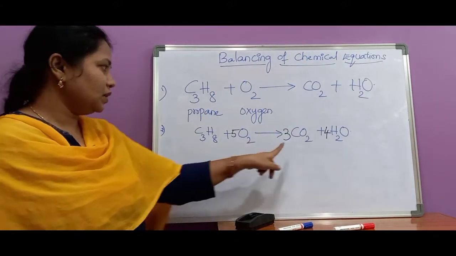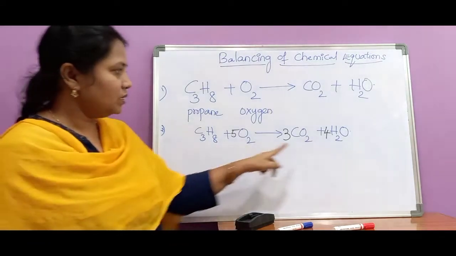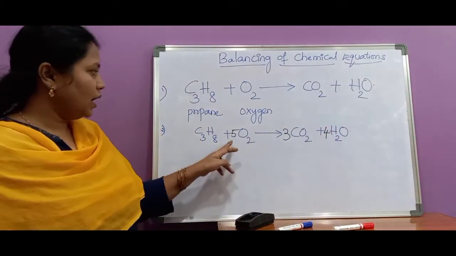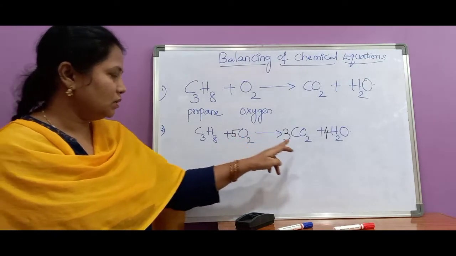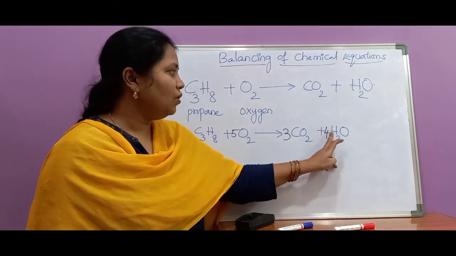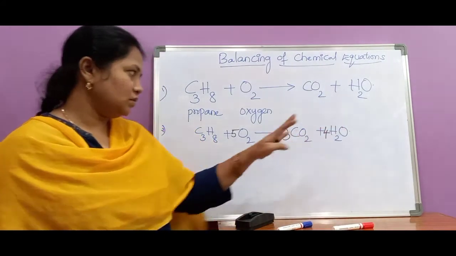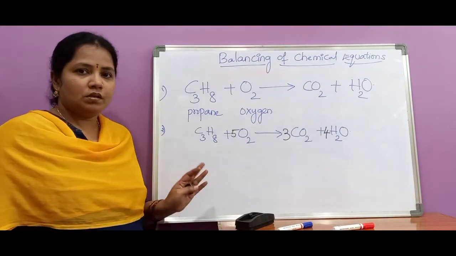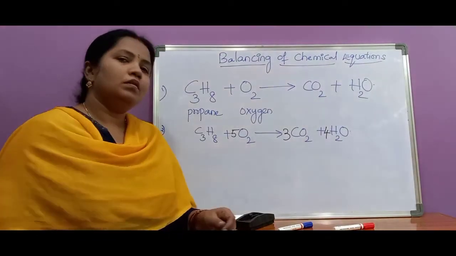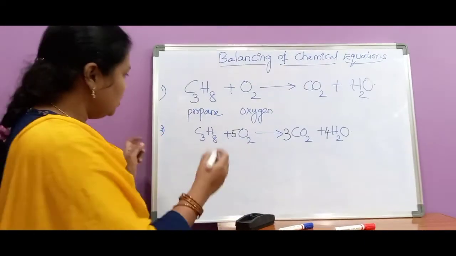Here 3 carbon atoms are there, that's why I wrote 3. 3C, 3 carbons. H8, hydrogens are 8 in number, so I kept here 4. 4 to the 8, 8 hydrogens. And oxygens, 5 to the 10 oxygens. Here, right side, 3 to the 6 oxygens plus 4 oxygens in the water molecules. So 6 plus 4, again 10 oxygen atoms. Oxygen atoms also balanced.